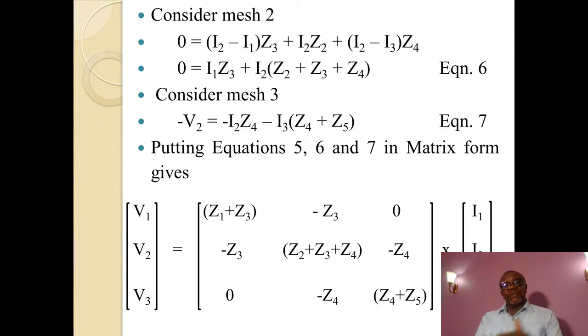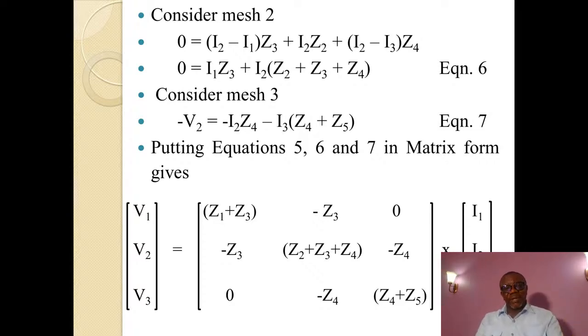So if we look at the equations we have generated from mesh 1, mesh 2, and mesh 3, we can now draw a matrix to show what is happening. Just like at the beginning, we said that using Kirchhoff's law, V is equal to IZ, and they can be put in matrix notation. So that is what is happening here.